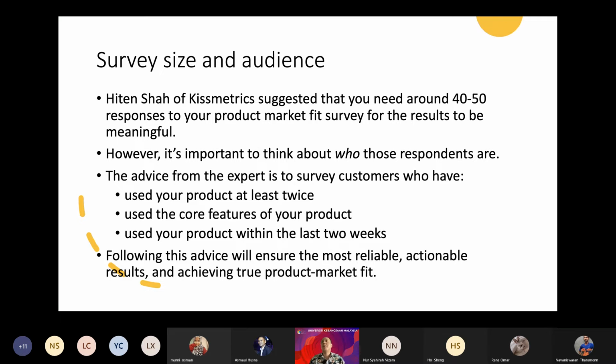So if you are really targeting the correct market, and with a good, correct question, then you will achieve this. I mean, it will ensure that when you sell and launch your product to this target group, they will definitely get it.